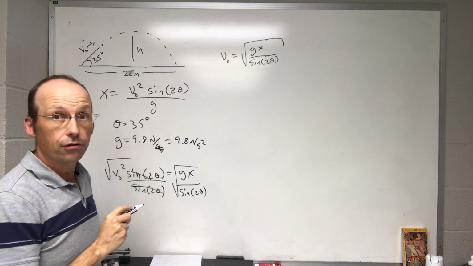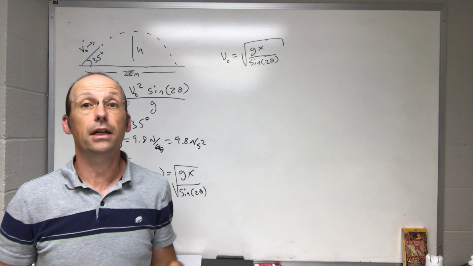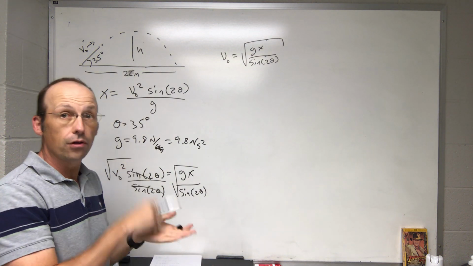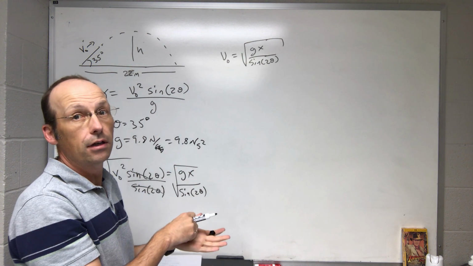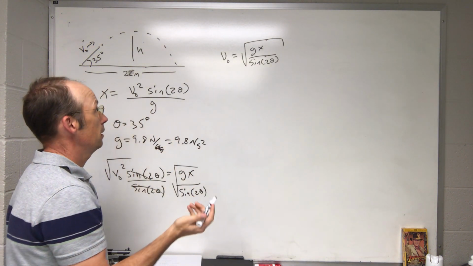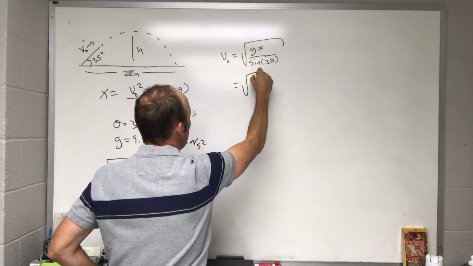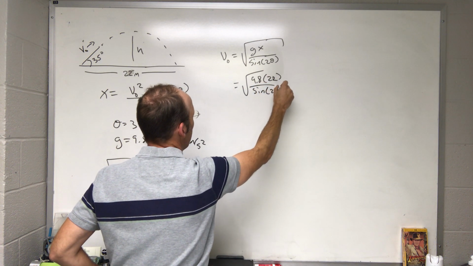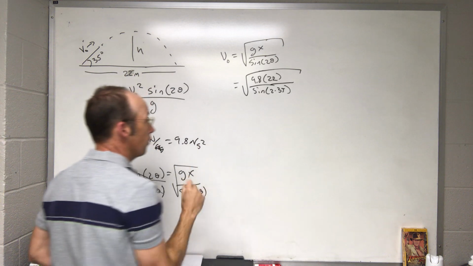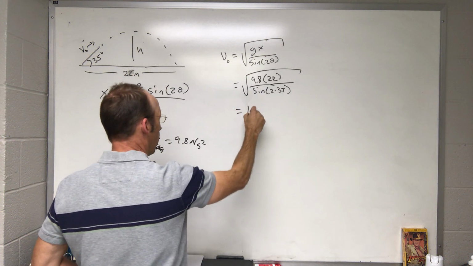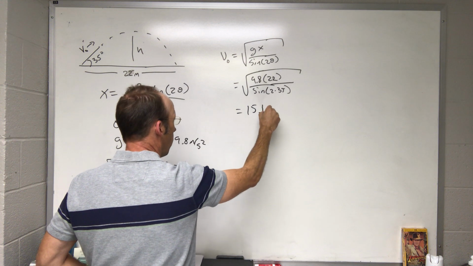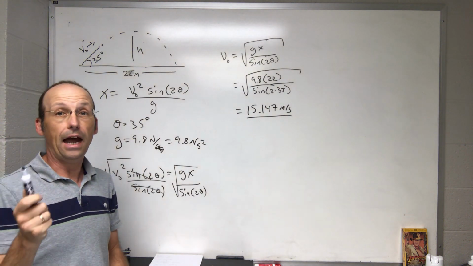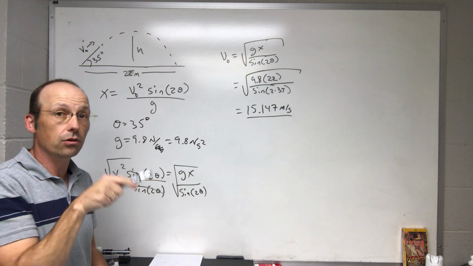Okay, so now you need to put this in your calculator. This is something that you definitely need to do. I've seen people do this incorrectly in the calculator. You have order of operation issues. If you don't know how to do this with your calculator, that's something that you need to practice. So it would be the square root of 9.8 times 22 divided by sine of 2 times 35. Put that in your calculator, and I get 15.147 meters per second. Okay, so that's the launch velocity.